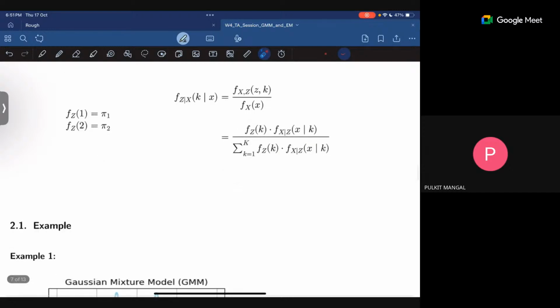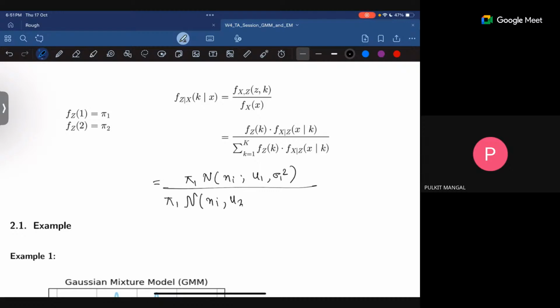If you want, we can write one sample. For pi1 it would be pi1 times N(xi | mu1, sigma1 squared), divided by pi1 times N(xi | mu1, sigma1 squared) plus pi2 times N(xi | mu2, sigma2 squared).